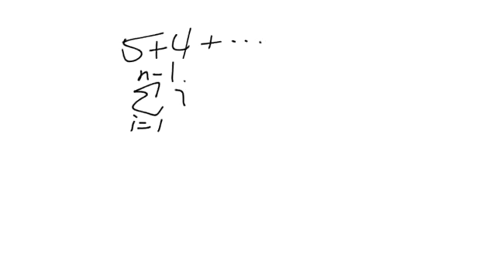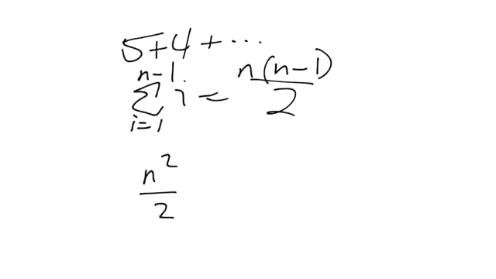We won't go into summations here, but it turns out that this summation is equal to n times n minus 1 over 2, or equivalently, n squared over 2 minus n over 2. When talking about asymptotic runtime, this n squared term is going to dominate this n term. So, selection sort is O of n squared.